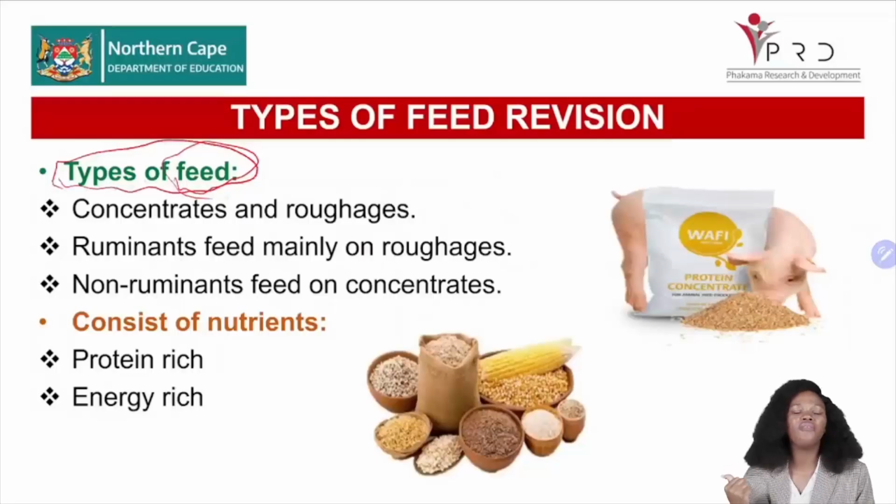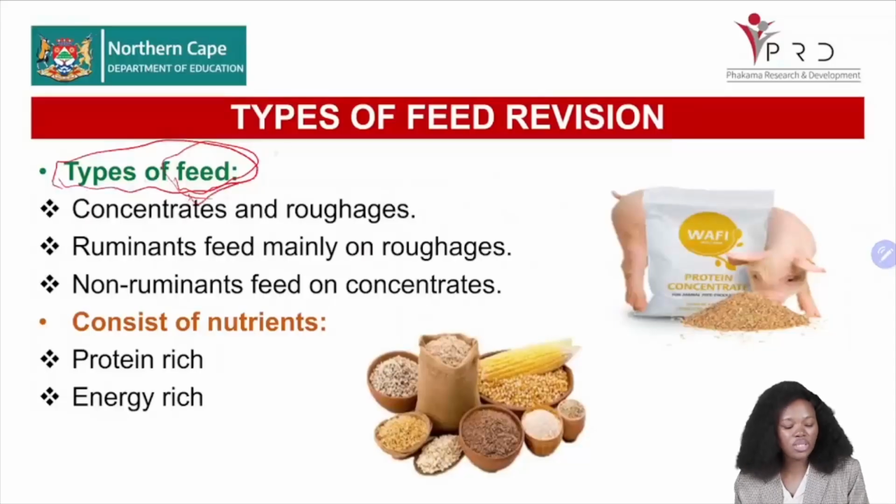In our previous revision, we were dealing with digestion, the breaking down of nutrients, or the breaking down of different particles of feed. Now, our focus is on the different types of feed as they are consumed by the farm animals. So there are 2 types of feed that are consumed by the farm animals. The first feed is the concentrate. The second feed is roughages.